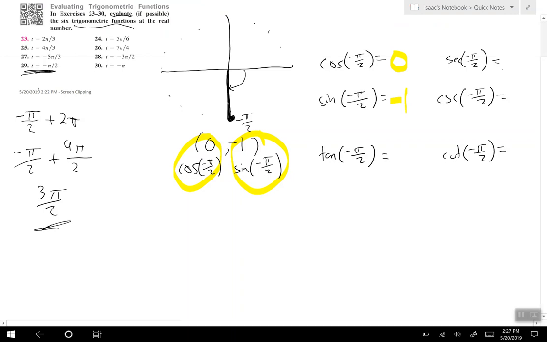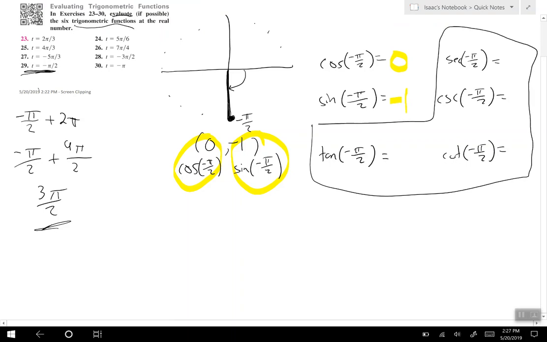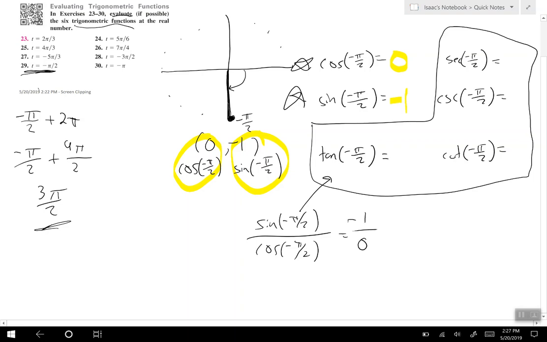Now, there's 4 others, but we can figure out the other 4 trig functions based on these 2. That's why it's really important to be able to get sine and cosine first. With tangent, we can use its quotient identity, and we can always say the tangent of that angle is going to be the sine of that angle divided by the cosine of that angle, which in this case is negative 1 divided by 0. Well, we can't divide by 0. We can't have 0 in our denominator, so this is undefined.